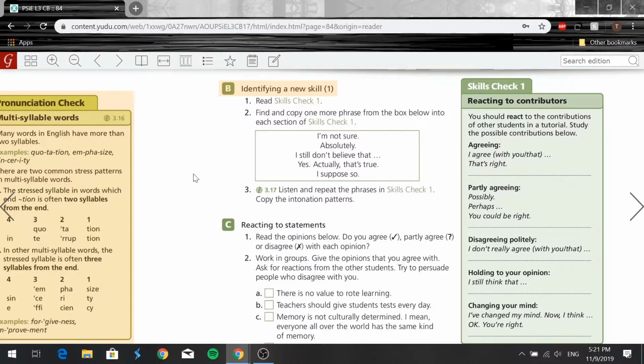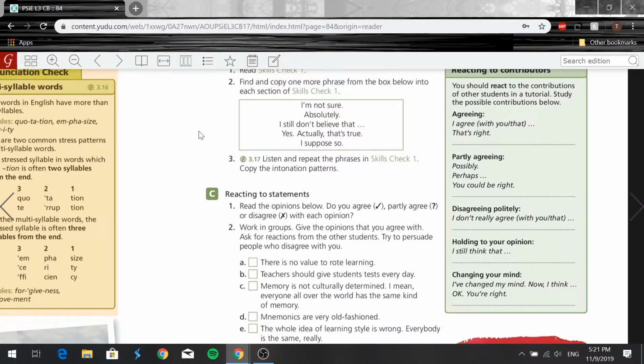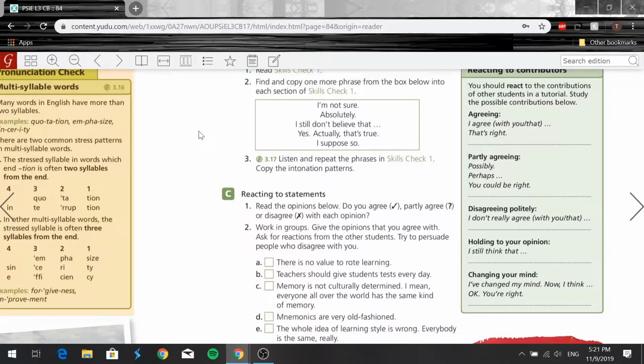Here we have reacting to contributions. You should react to the contributions of other students in a tutorial. Study the possible contributions below. So these are all possible contributions that you should react to in a tutorial. When agreeing with someone, you'll usually say, I agree with you, or I agree that this, or you could also simply say, that's right. What if you're partly agreeing? I mean, you're agreeing, but you're a little bit on the fence. You could say, possibly, perhaps, you could be right.